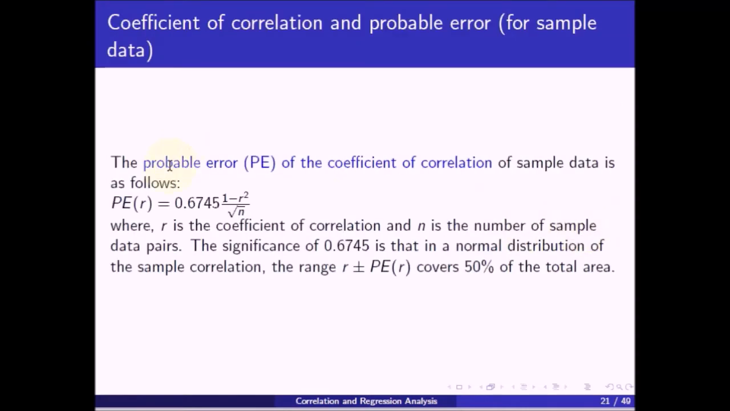Now the probable error of the coefficient of correlation of sample data is as follows. Probable error is 0.6745 into (1 minus r square) by square root of n, where r is the coefficient of correlation and n is the number of sample data pairs. The significance of 0.6745 is that in a normal distribution of the sample correlation, the range r plus minus probable error covers 50% of the total area.